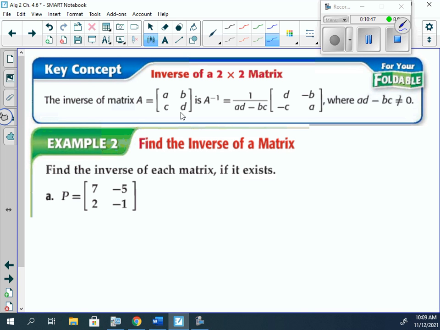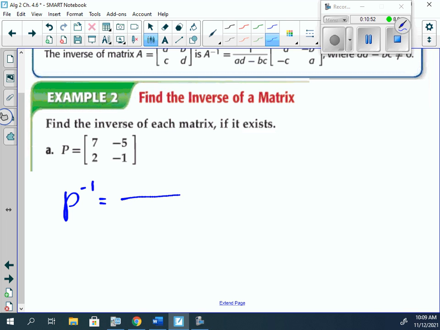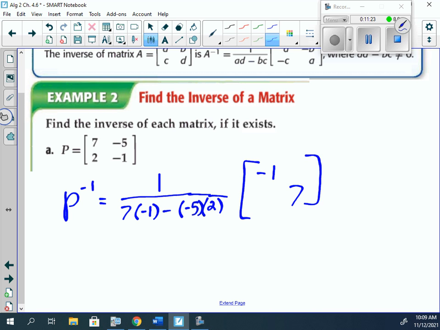So when we look at this here, if we wanted to find P inverse following this method, we would have 1 over the determinant. Well, that would be 7 times negative 1 minus negative 5 times 2. Now inside our matrix, our first number would not be 7, it would be negative 1. Our top left number would be negative 1, and the bottom right number would be 7, because those two numbers flip. Negative 5 and 2, well, we switch the signs. So in the places for C and B, the signs would change, A and D switch. Questions on this here?